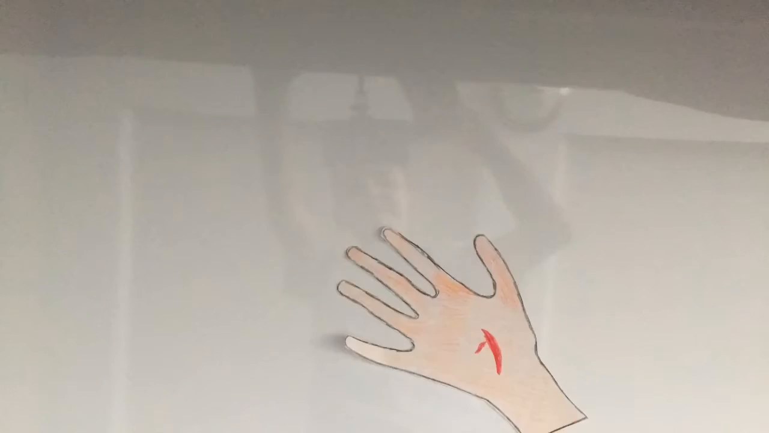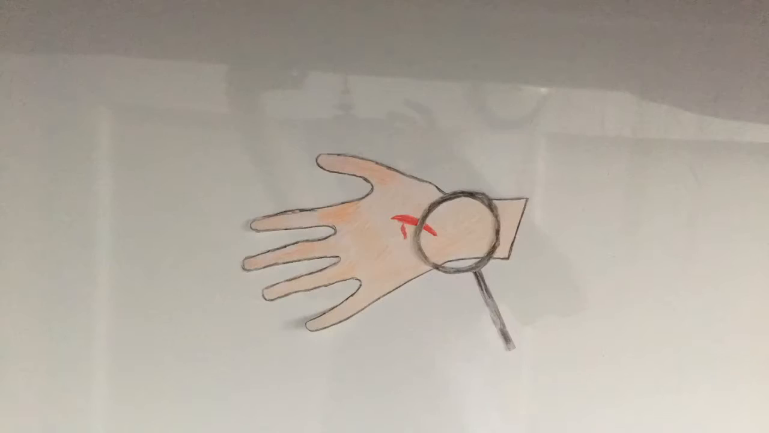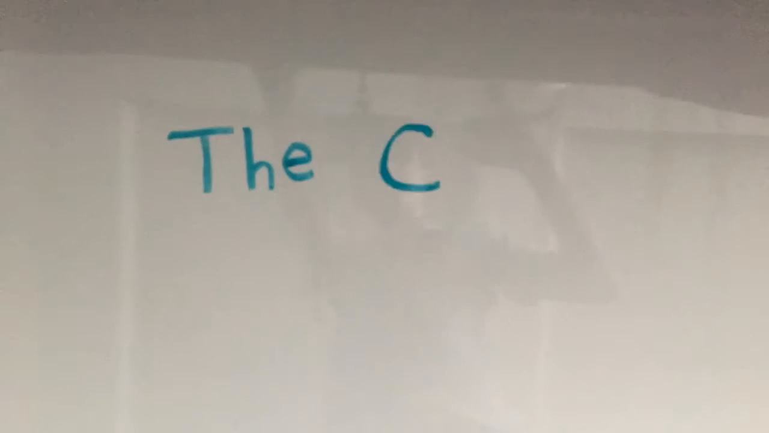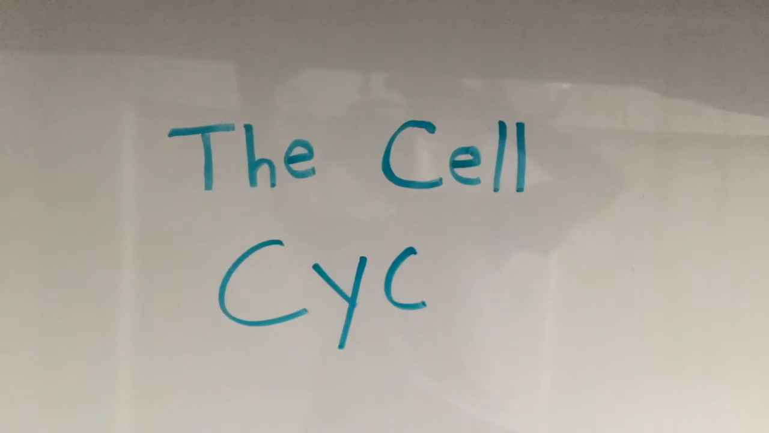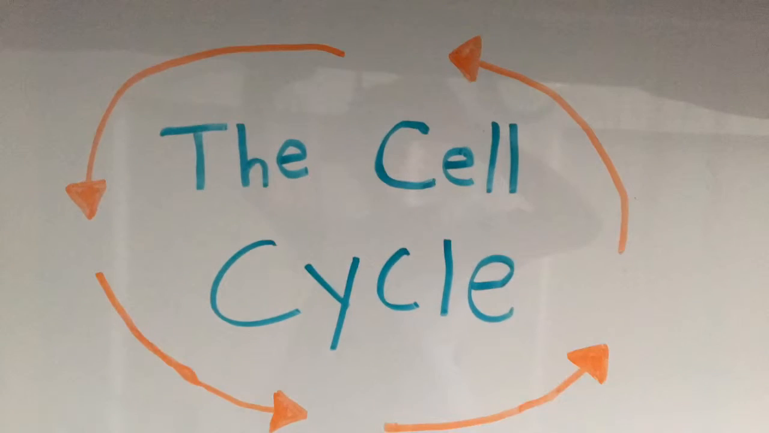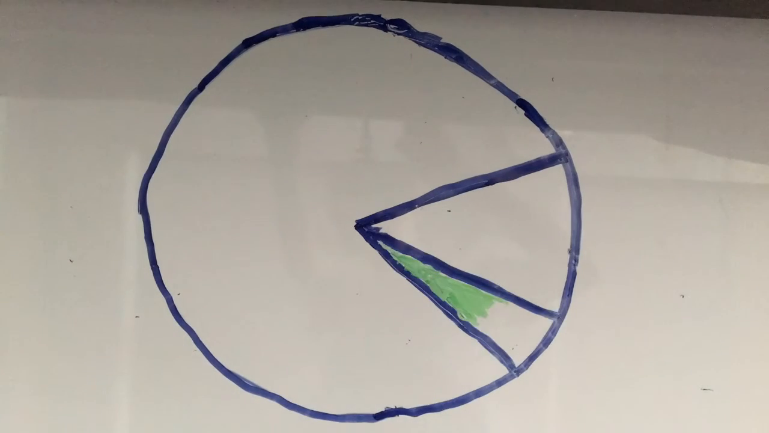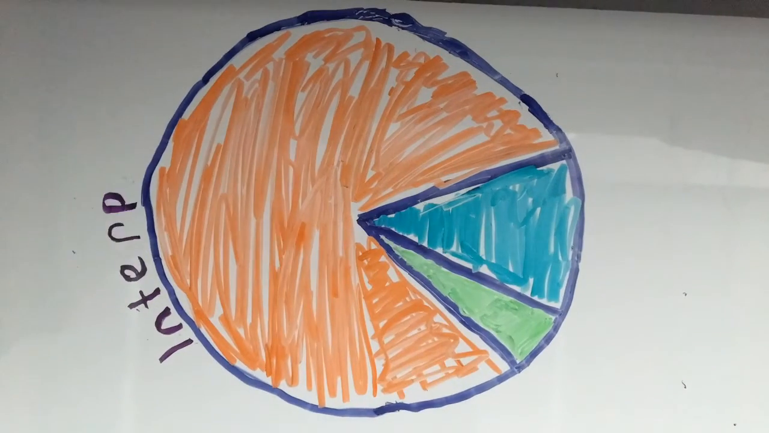Have you ever cut your hand before and wondered how your body heals that wound? Your body has this amazing ability due to the cell cycle. The cell cycle is a series of events that lead to a cell to create two daughter cells, effectively duplicating itself. The cell cycle can be broken down into three main phases: interphase, mitosis, and cytokinesis.